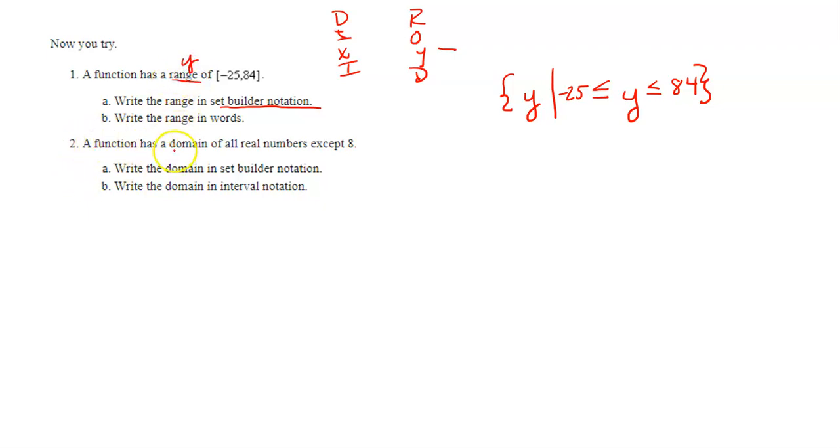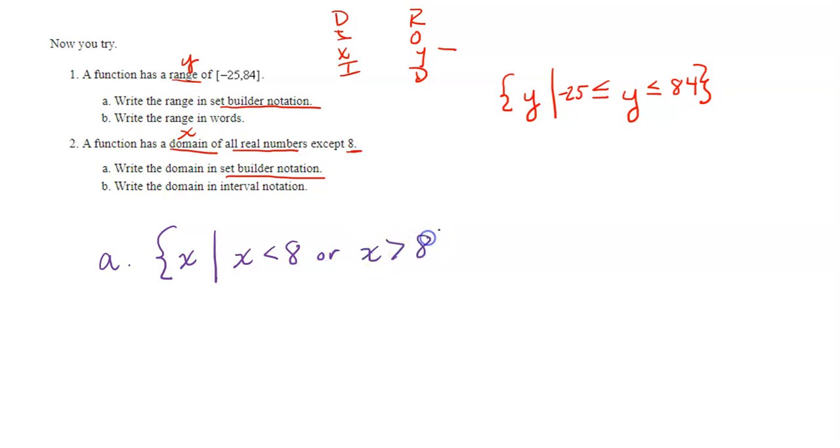Here we have a function that has a domain, which is x, of all real numbers except 8. Okay, so for set builder notation, that's where we have the chocolate chip. Here, let me change colors. So we have the chocolate chip. I know that domain is x. For x is less than 8 or x is greater than 8, but it doesn't include 8. Okay, so that's my set builder notation.